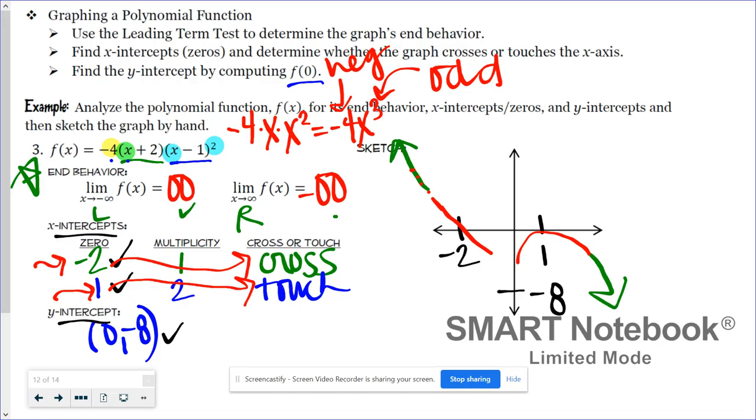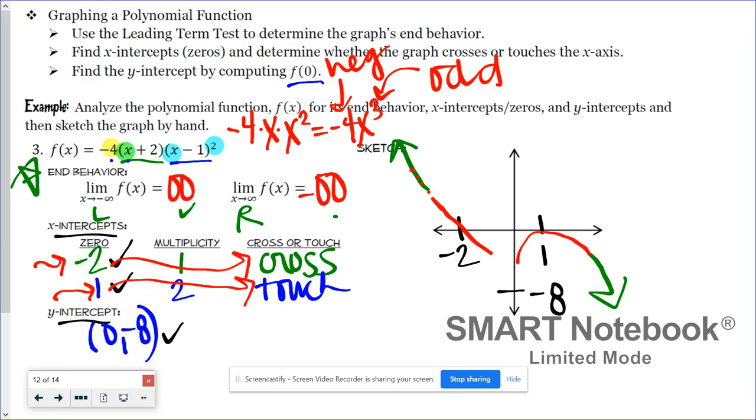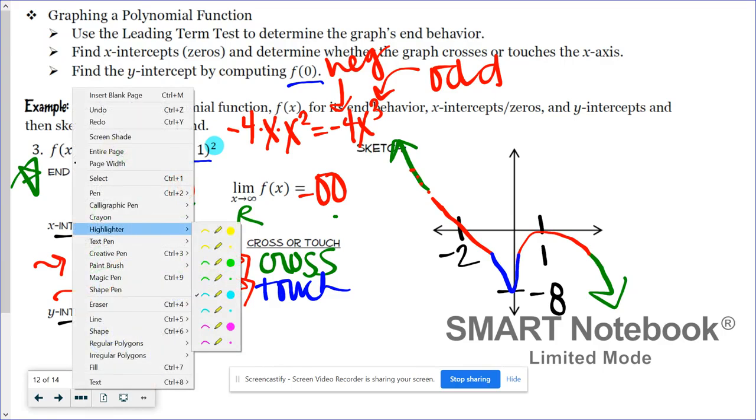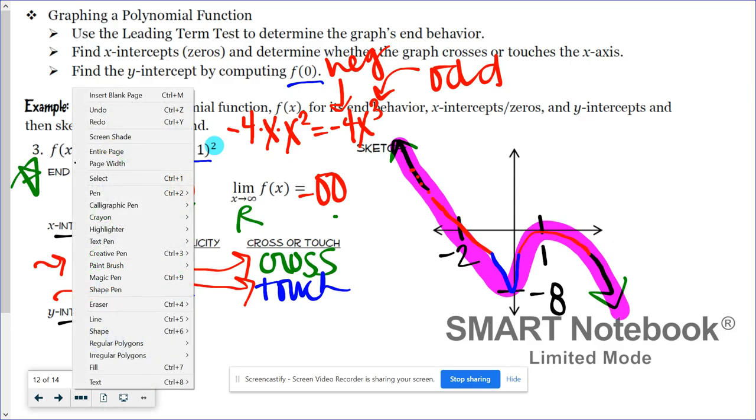So what's happening in the middle now? The only thing I know that's happening there is that it has to go through my y-intercept and connect. And so this is my really rough sketch of this function. So I'll smooth it out for you. But it really does show everything, right?